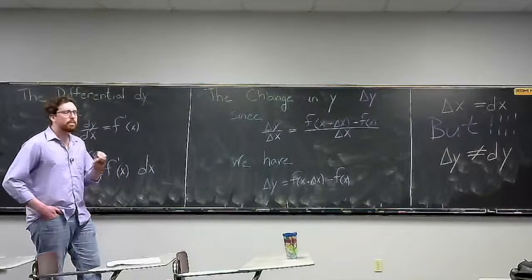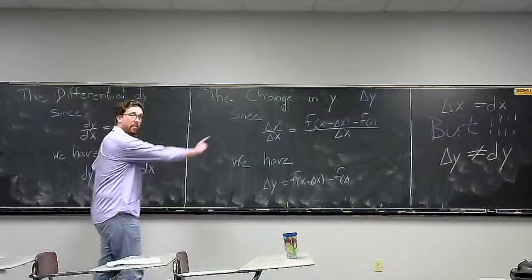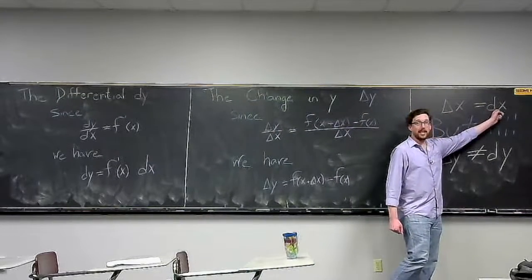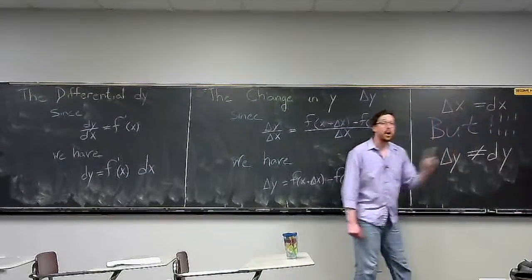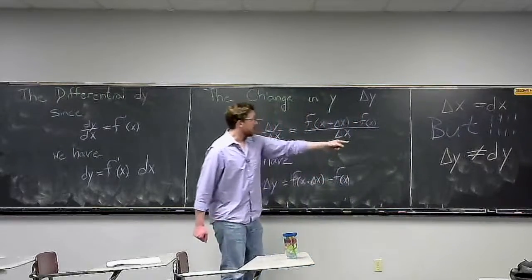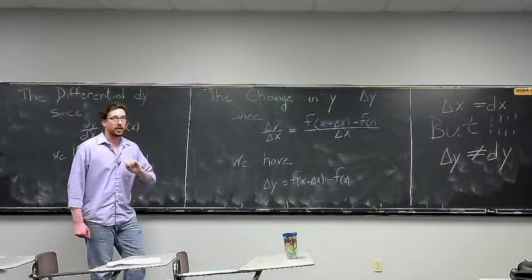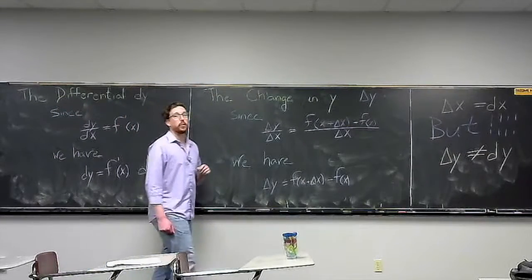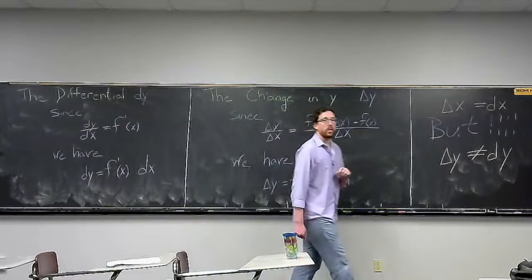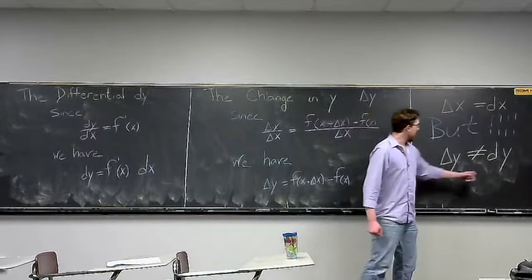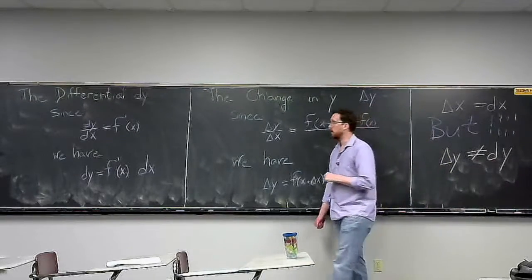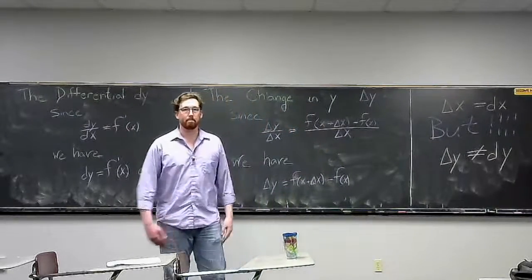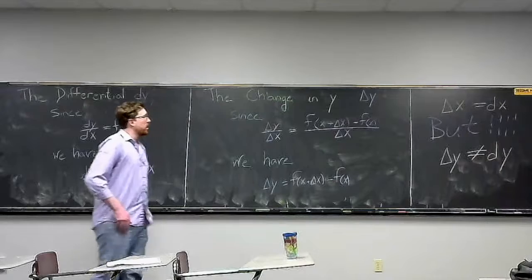Now there's a very important thing to note here about these two definitions. Delta x, we're saying, is equal to dx. But delta y is not equal to dy. Very rarely do you get that delta y is equal to dy. Very rarely. Only for lines. That's it. Only for straight lines.